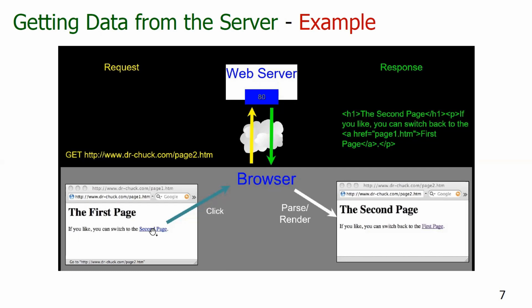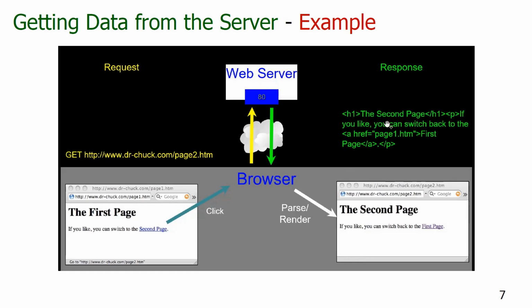Whenever you click on the second page, this is the web page displayed. The message is: this is the second page. Again, if you want to switch to the first page, you can switch back. Click on the first page, then the first web page will be displayed. After clicking the second page, this is the second page web link. Okay, now through the browser you can get this data.